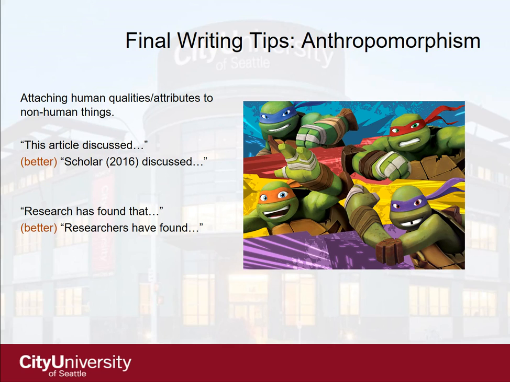Finally, anthropomorphism. Yes, I love the Ninja Turtles. But anthropomorphism is attaching human qualities and attributes to non-human things. "This article discussed." Well, articles can't discuss because an article is not human. So "Scholar 2016 discussed." "Research has found." Well, research is this abstract concept. "Researchers have found" is better yet, or the best is "Scholar 1 and Scholar 2 found." So be careful about applying things to non-human objects. "This paper discusses," or "this dissertation explored," anything like that.